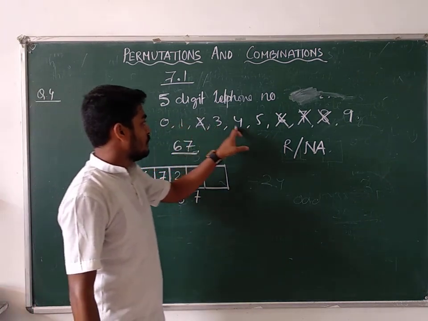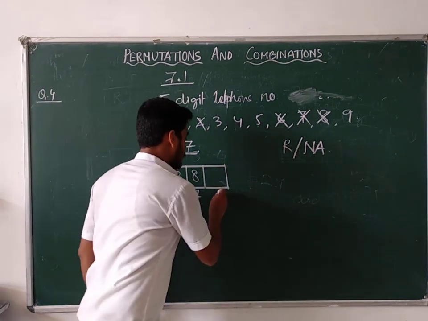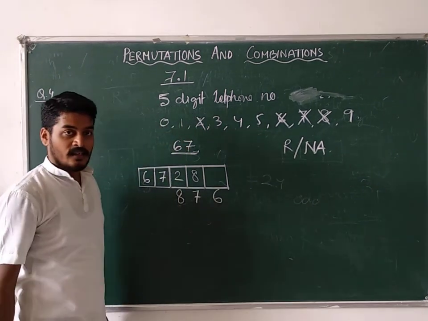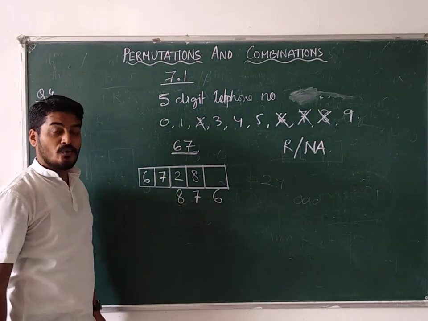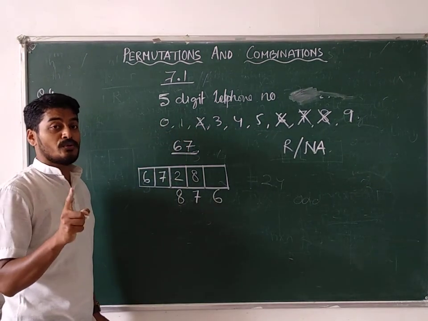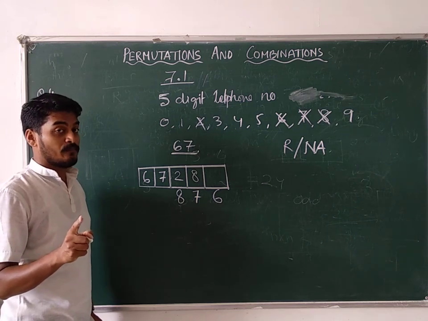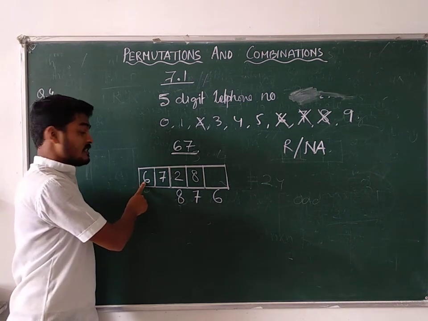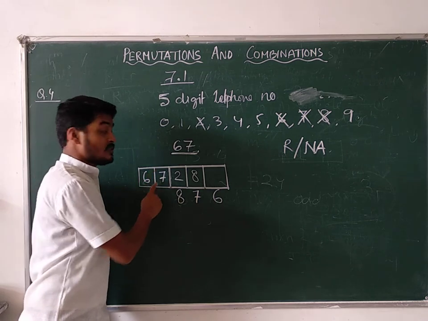1, 2, 3, 4, 5, 6. This place can fill up in how many ways? 6. Can we replace 6 by another one? No. Instruction is given. All those phone numbers should be started with 6 7. So that's why this place is fixed for 6 and this place is fixed for 7.